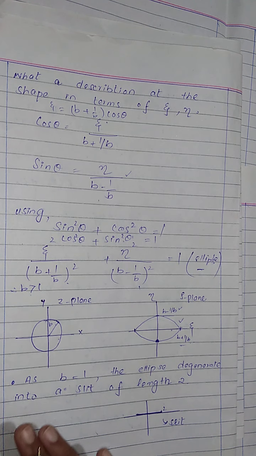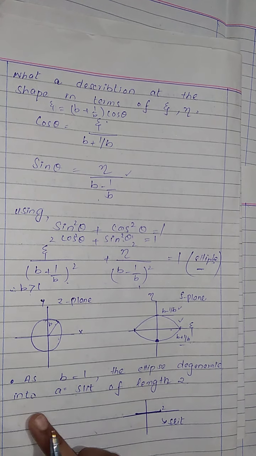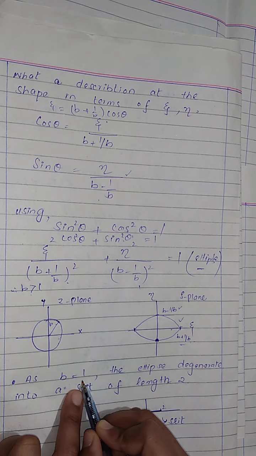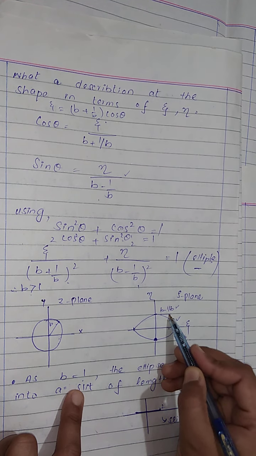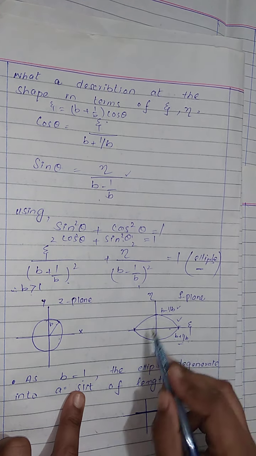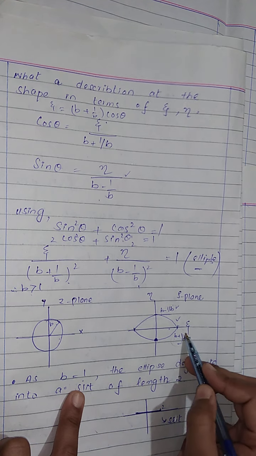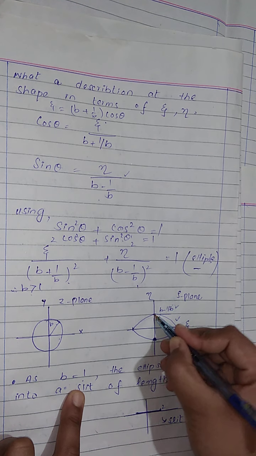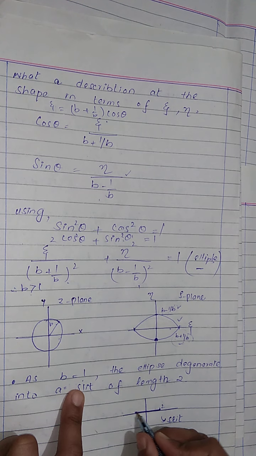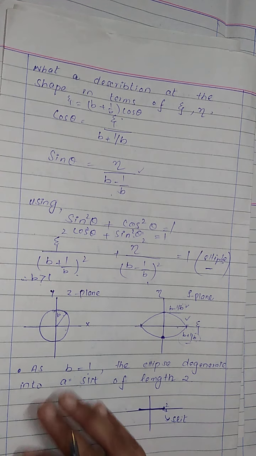Then we have an ellipse like this. And when we take the second condition, b is equal to 1, the ellipse degenerates into a slit of length 2. How? When we put b is equal to 1, then 1 minus 1 over b, 1 minus 1 is 0. And b plus 1 over b, 1 plus 1 is 2. So when we put 1 in this equation, this will become 0 and this will become 2. So this point moves downward to the origin. So we get a straight line at point 2. And this is the example of conformable mapping.